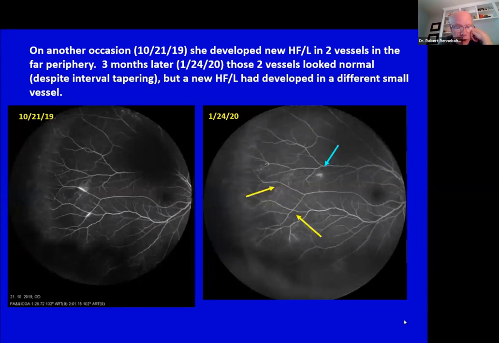On another occasion, in October of 2019, she developed new hyperfluorescence and leakage in 2 vessels in the far periphery. But 3 months later, in January, those 2 vessels looked normal, but a new area of segmental hyperfluorescence and leakage had developed in a different, fortunately very tiny vessel.